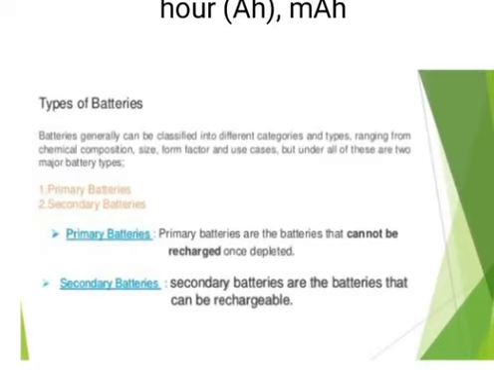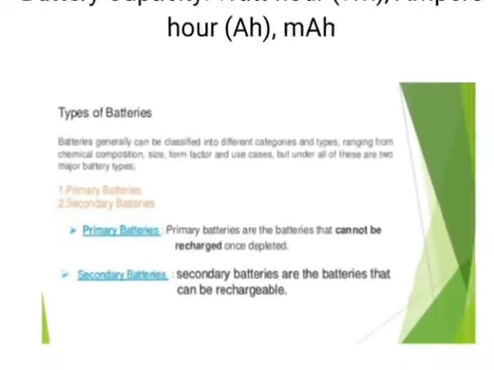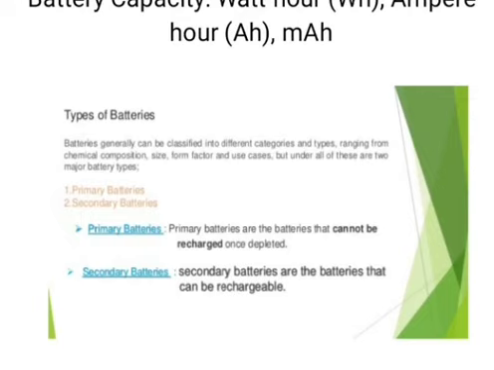First, we will see the types of batteries. Batteries can be classified into different categories and types, ranging by chemical composition, size, form factor, and use cases. But under all these, there are two major battery types: primary batteries and secondary batteries. Now, what are primary batteries? Primary batteries are batteries that cannot be recharged once depleted, and secondary batteries are batteries that can be recharged.